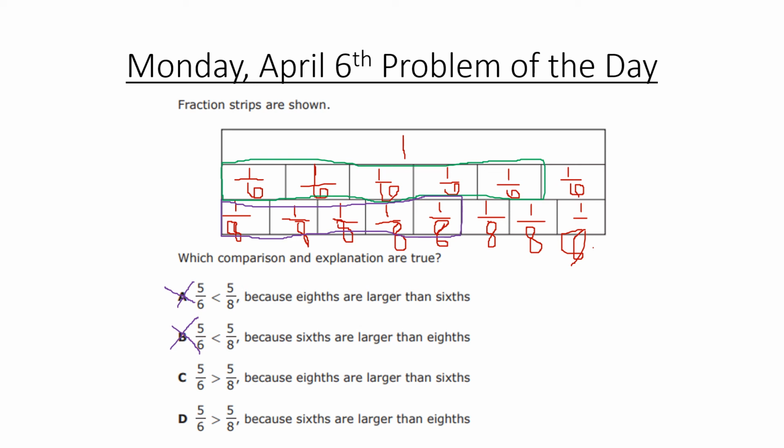So that tells me that answer choice C is incorrect. 8s are not larger than 6. So I'm going to eliminate answer choice C. Leaving answer choice D, 5 out of 6 is greater than 5 out of 8 because 6s are larger than 8s. I know this is true. I can also double check my work by using the picture to see that the 6s are larger than the 8s. If you chose answer choice D, pat yourself on the back. Nice job.